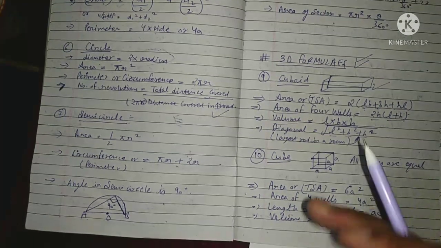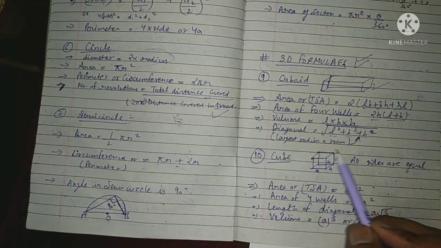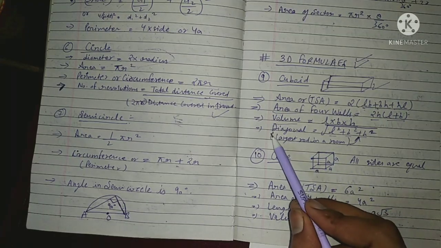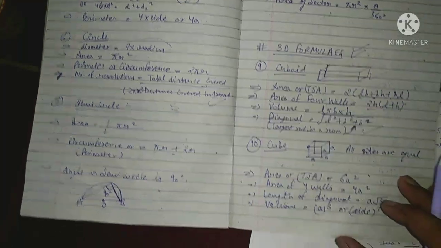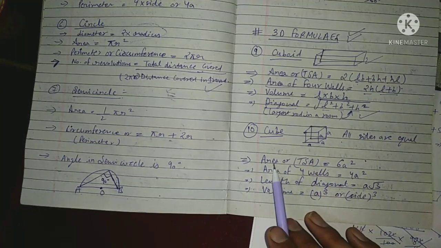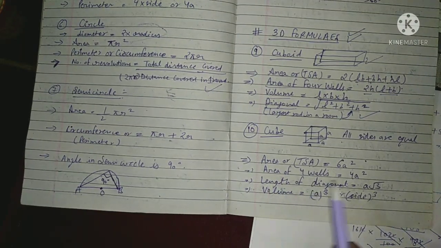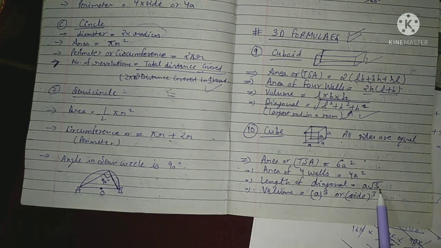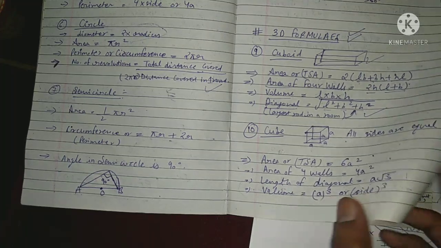Okay, and if there is a question that asks the largest rod or largest stick in a room, then you have to find the diagonal of cuboid. This is very much important. Now comes cube. In cube all sides are equal. So total surface area is equal to 6a square. Area of 4 walls is equal to 4a square. Length of diagonal is equal to a root 3, and volume is equal to a cube, or side cube.